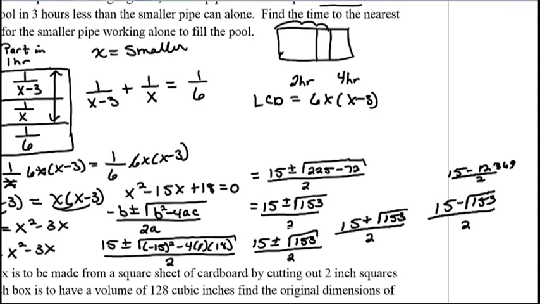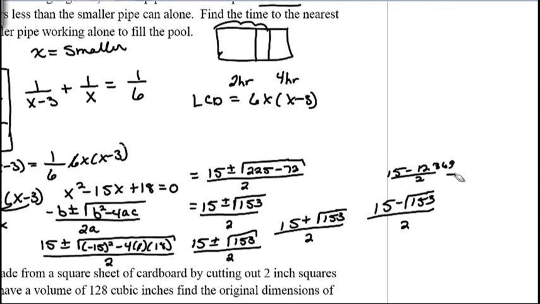Now, if I subtract 3 from that, that would be a negative number. Oops, that's not a very good 3 there. Let me fix that. Well, I'll just write down what it is. It's negative 1.6845. And so this can't happen because this is the time for the larger pipe.